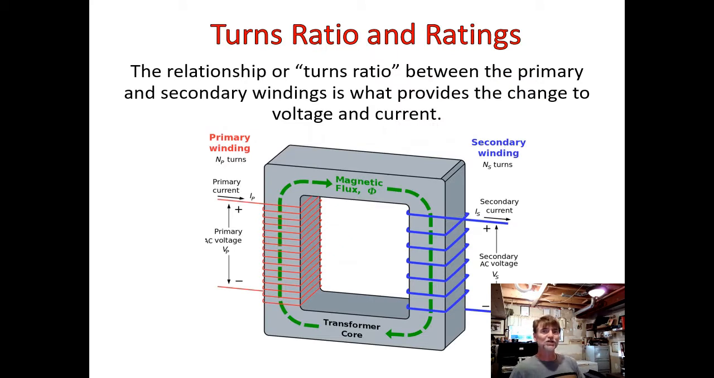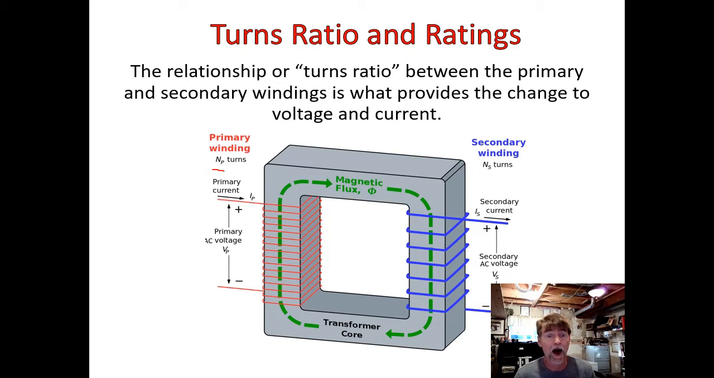Okay, the relationship or turns ratio, so there's a term I've thrown out there a few times. The turns ratio between the primary and the secondary windings is what provides the change in the voltage or current. What I really want to highlight here on this slide are the labels, things you're going to have to become comfortable with. So N subscript P refers to the number of turns of the primary winding. How many loops does that coil make? Because ultimately that's what's going to determine the voltage.